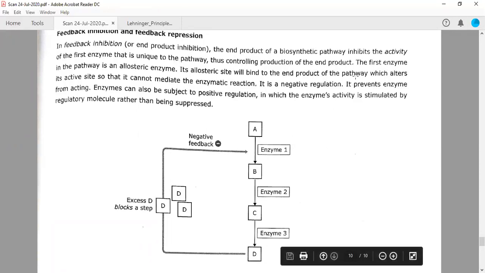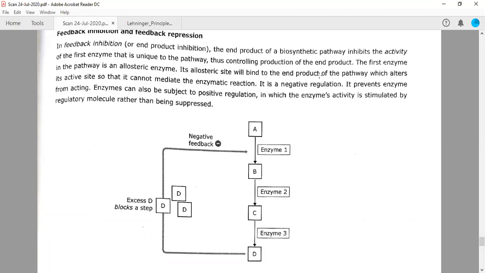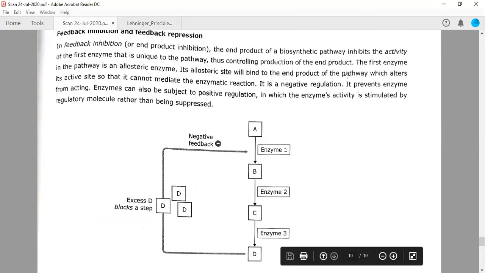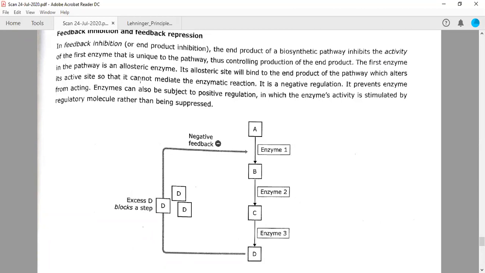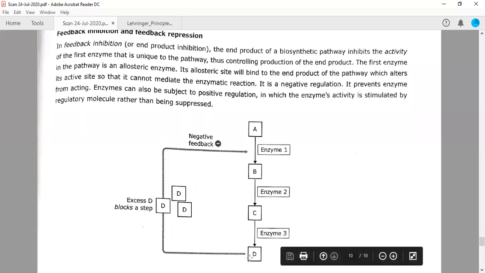For example, for D here, the first enzyme in the pathway is an allosteric enzyme, or the regulatory enzyme. So the allosteric site will bind to the end product D, and therefore it will work like an effector, and will alter its active site so that it cannot mediate the enzymatic reaction further. It is a negative regulation, so it is called negative feedback or end product inhibition. It prevents the enzyme from acting, because here this product is acting like an inhibitor.